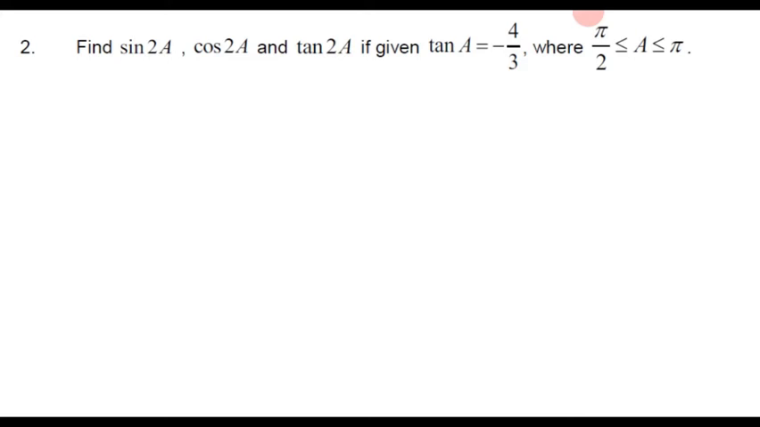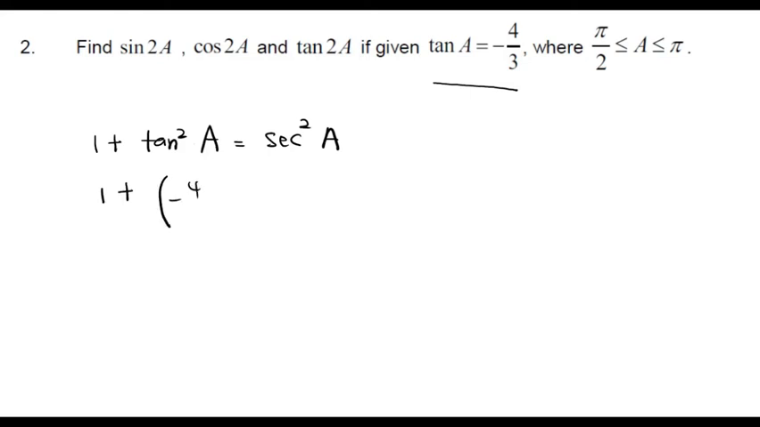Since we have the information for tangent A equal to negative 4 over 3, we recall the Pythagorean identity that involves tangent, which is 1 plus tangent squared A equal to secant squared A. So we substitute the information, and we can get secant squared A equal to 25 over 9.